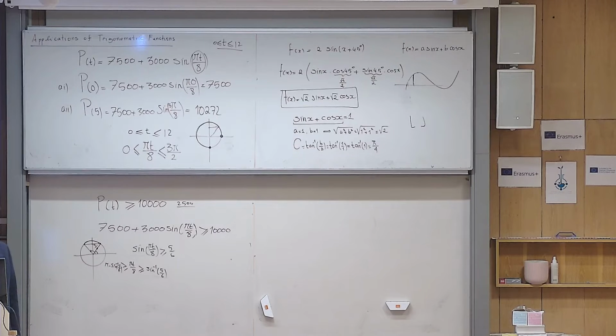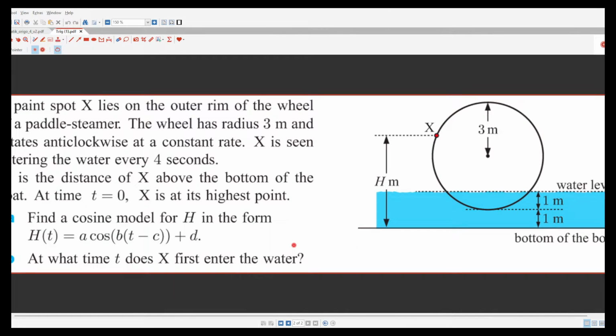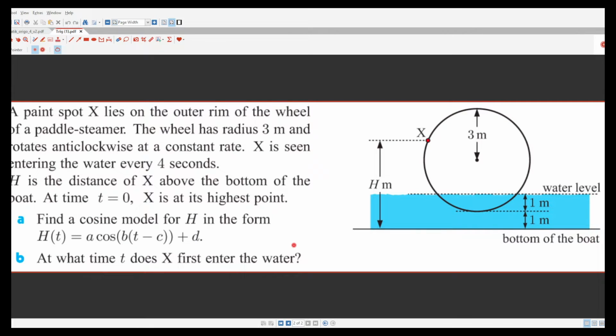Okay, so that's it. If I go back to this question, let me ask the question. I want to give you time to find this one yourself. It's a little bit harder one. So I want to wait for you. A paint spot X lies on the outer rim of the wheel of a paddle steamer. The wheel has radius 3 meters and rotates anticlockwise at a constant rate. X is seen entering the water every 4 seconds. H, capital H, is the distance of X above the bottom of the boat. Where is the boat? Okay.